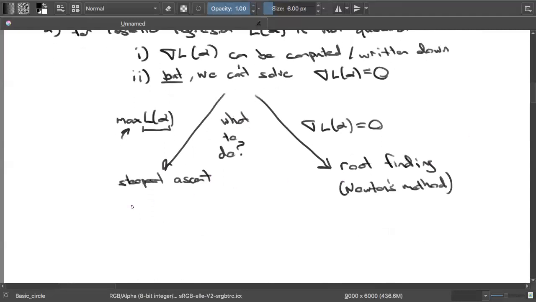All right. But any questions on that? Yeah. So what's steepest ascent? Ascent, yeah. Ascent means going up. Oh. Yeah.